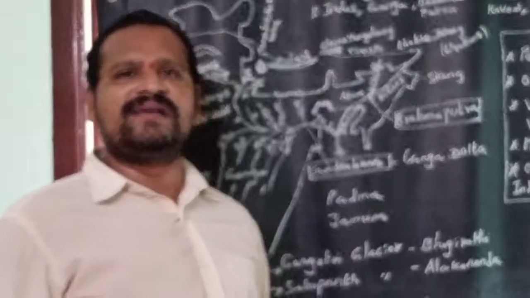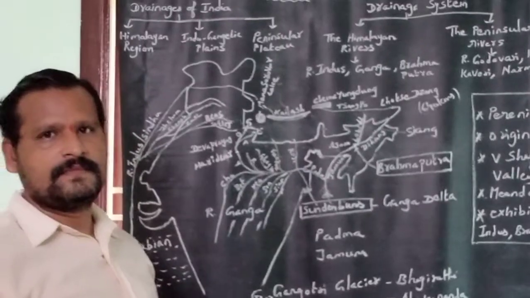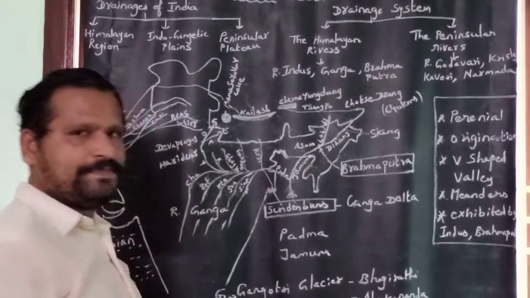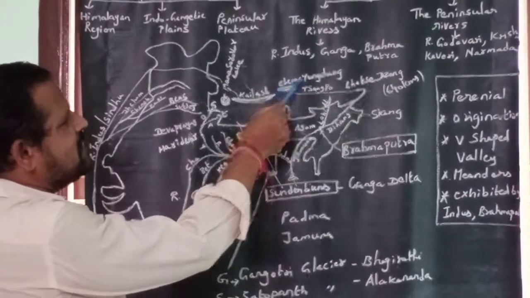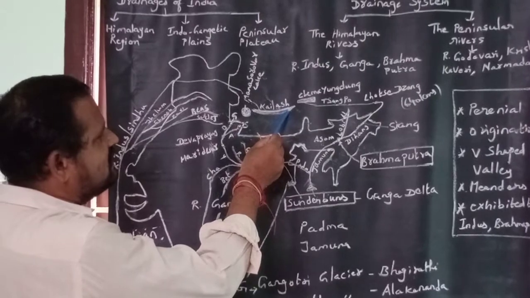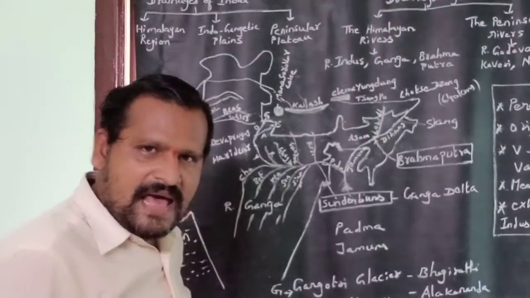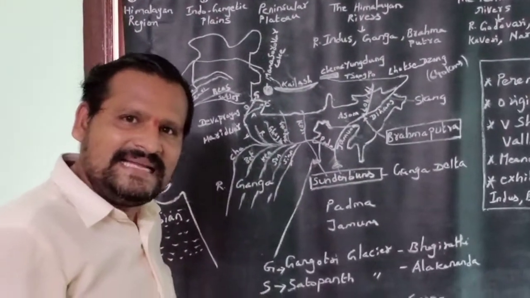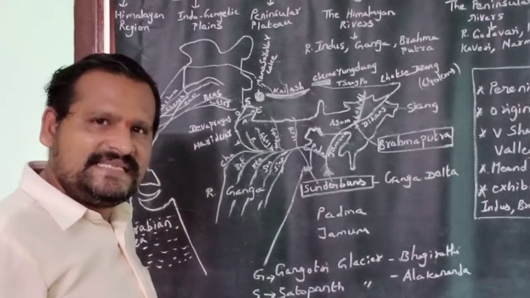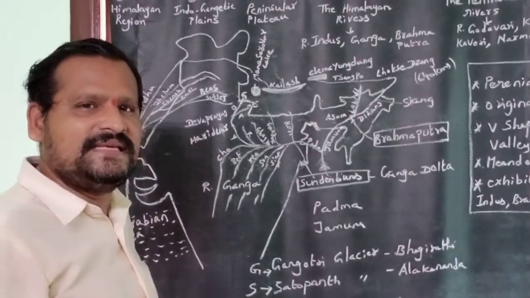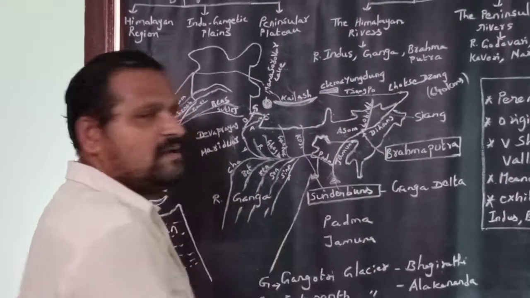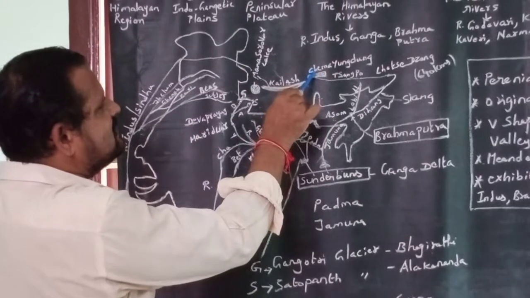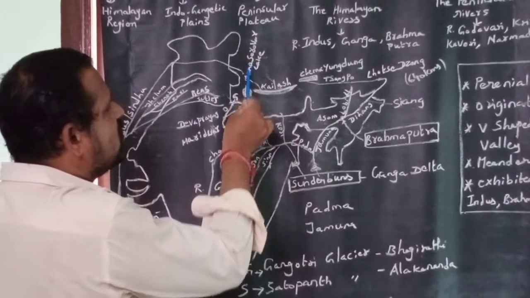Now let me explain the last Himalayan river system, called Brahmaputra. The Brahmaputra river rises at Chemayungdung Glacier in the Kailash Range near Manasarovar Lake in Tibet. When you pronounce it, Chemayungdung. The Brahmaputra River rises at Chemayungdung Glacier in the Kailash Range near Manasarovar Lake in Tibet.